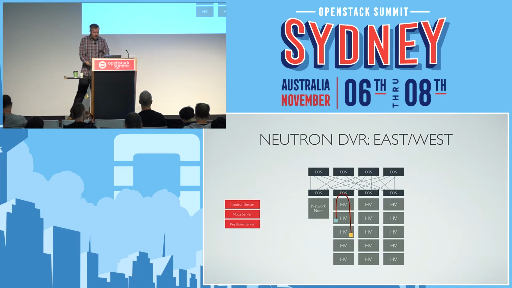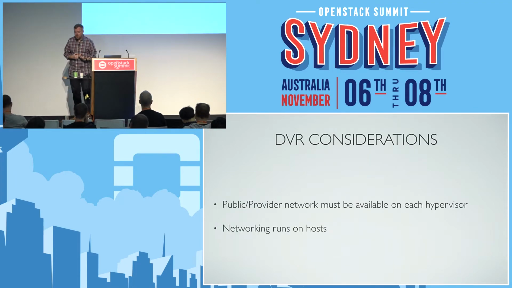Now, with DVR, if you're doing public networks and floating IPs, one of the considerations is how your provider network is made available. If it's a flat network, it has to be available on every hypervisor. If it's an overlay network, it's a little bit different and easier. If it's a VLAN, the VLAN has to at least be available at that TOR. The networking is going to run on the host.